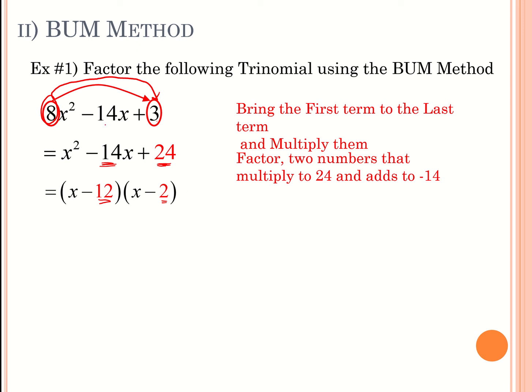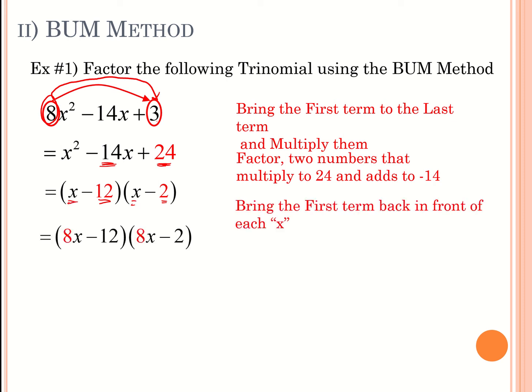So the number you moved to the back was 8. So with this bum method, what you have to do now is you gotta bring that 8 back in front of each of these x's. So you get this, okay? 8x minus 12 and 8x minus 2. And so with the bum method now, you look at each of these brackets and you want to get rid of the greatest common factor. Like literally just bum it out, like you get rid of it.